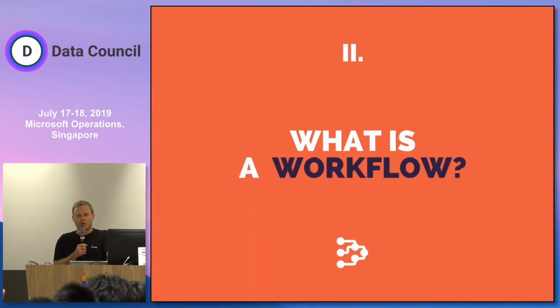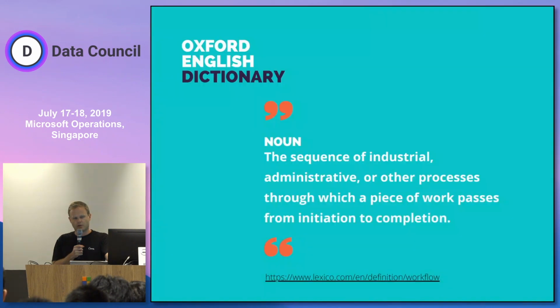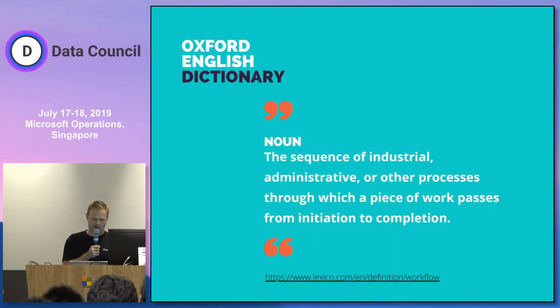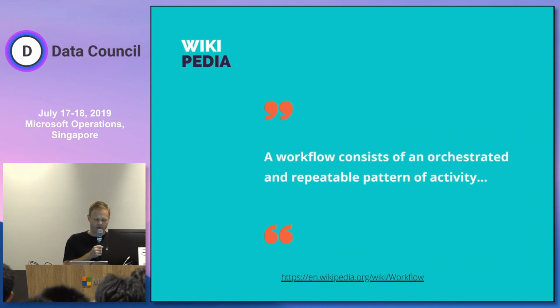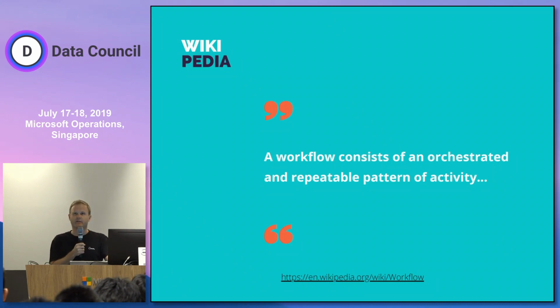But what exactly is a workflow? The Oxford English Dictionary defines a workflow as the sequence of industrial, administrative, or other processes through which a piece of work passes from initiation to completion. Clear as mud, right? I prefer the Wikipedia description. A workflow consists of an orchestrated and repeatable pattern of activity. I really like that word, repeatable. I think repeatable processes are going to become more and more important in the data engineering and data science space.